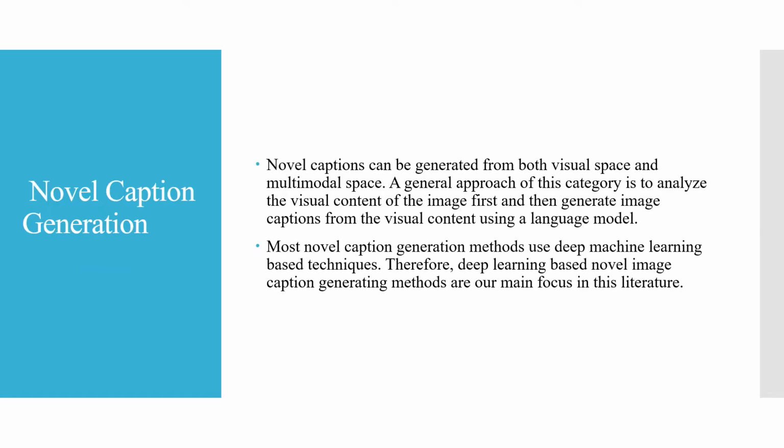The third method, novel caption generation. Novel captions can be generated from both visual space and multimodal space. A general approach of this category is to analyze the visual content of the image first, and then generate image captions from the visual content using a language model. These methods can generate new captions for each image that are semantically more accurate than previous approaches. Most novel caption generation methods use deep machine learning based techniques. Therefore, deep learning based novel image caption generating methods are our main focus in this literature.